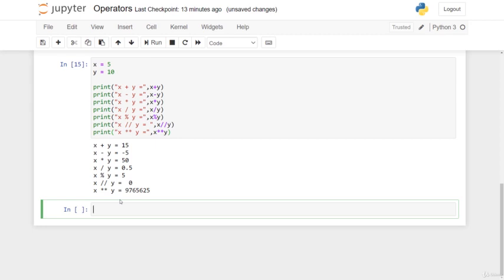Here we created two variables. The value of x is equal to 5 and the value of y variable is equal to 10. And depending on these two values, 5 and 10, we did all the mathematical operations as you can see: addition, subtraction, multiplication, division, modulus, floor division, and finally the exponent.